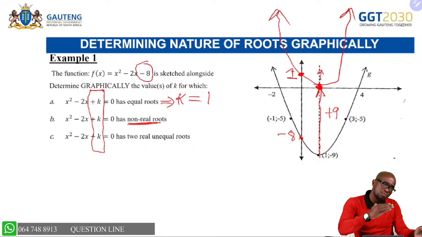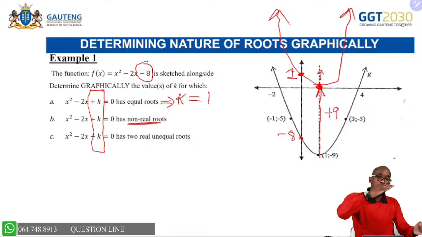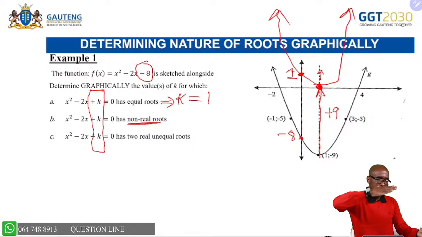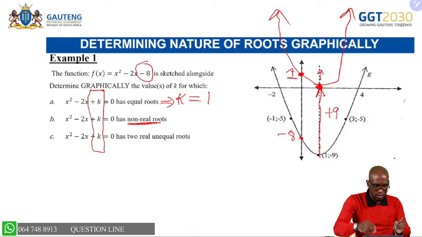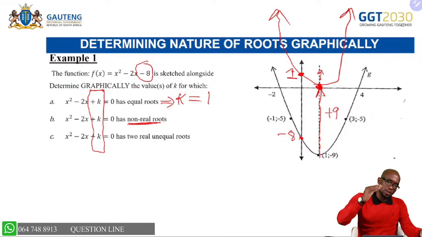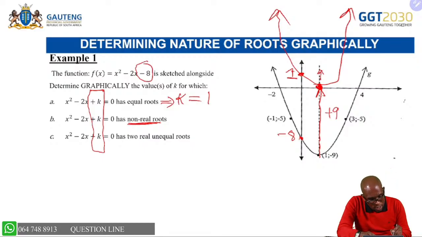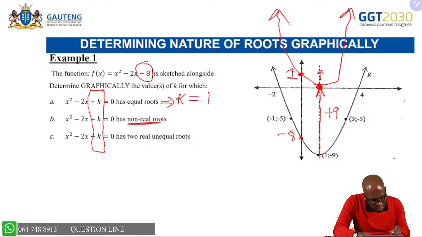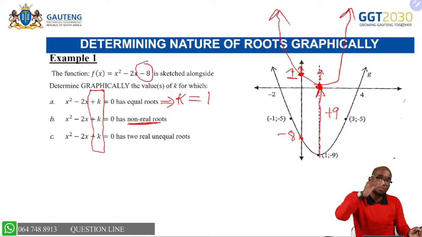So if you just move it slightly up, you'll see that the turning point would now leave the x-axis and no longer touch it. And now we are interested in what happens to the y-intercept. Remember, as you move the graph, we are interested in what happens to the y-intercept. Now, when you move this graph just a bit up, what happens to the y-intercept? It also moves just a bit up.